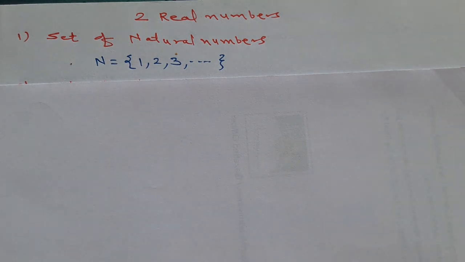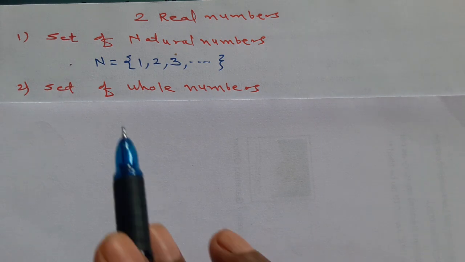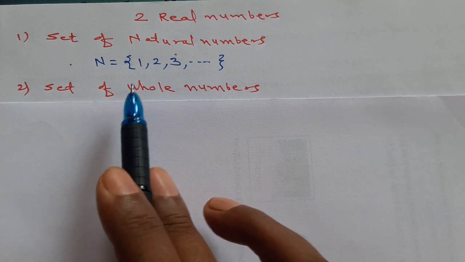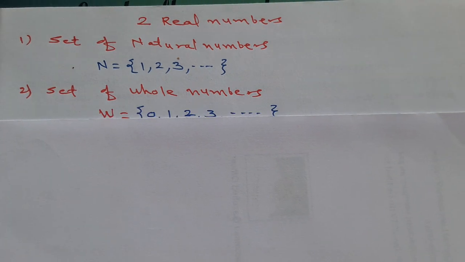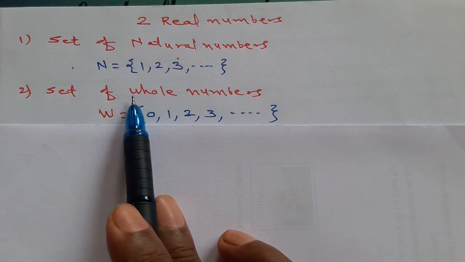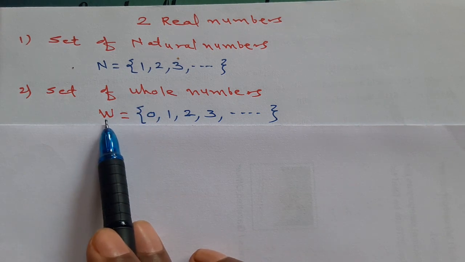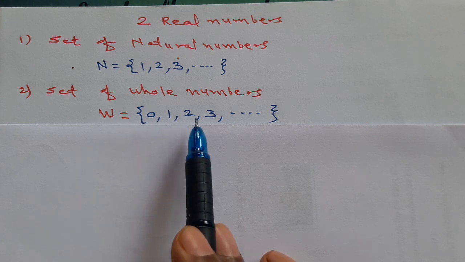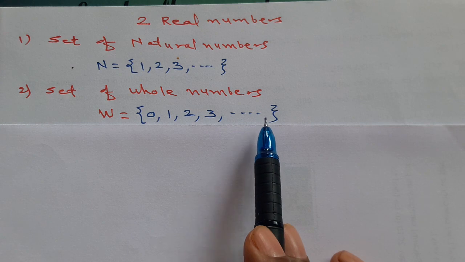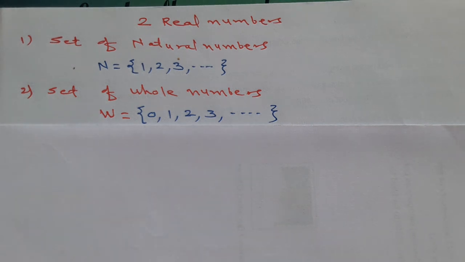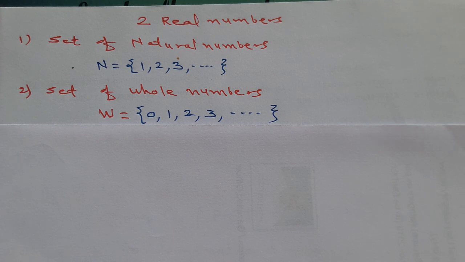Then take another set, the set of whole numbers. 3 minus 3 will be 0, and 0 is present here. The set of whole numbers is denoted by capital W, which will be equal to 0, 1, 2, 3 and so on, curly bracket completed. This set is called the set of whole numbers.